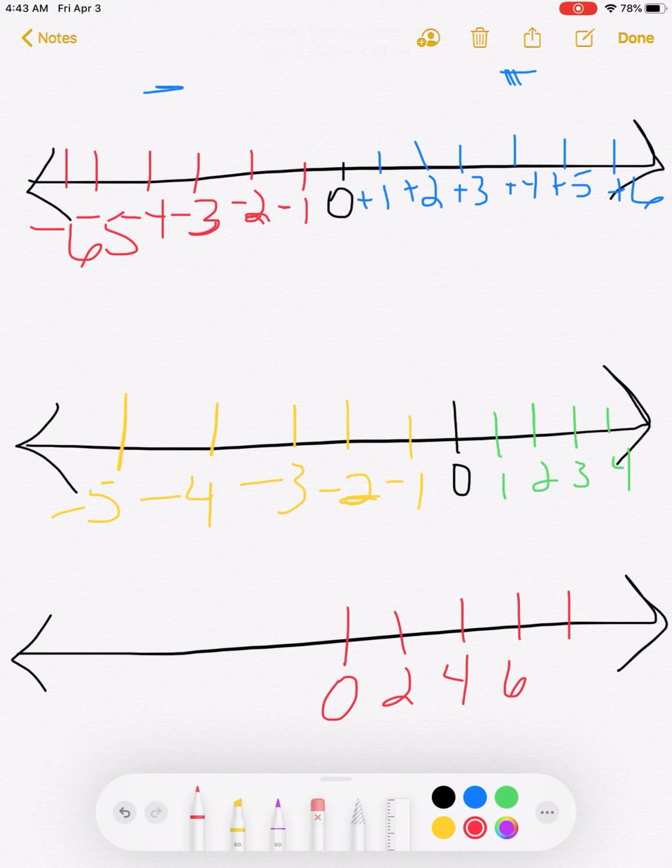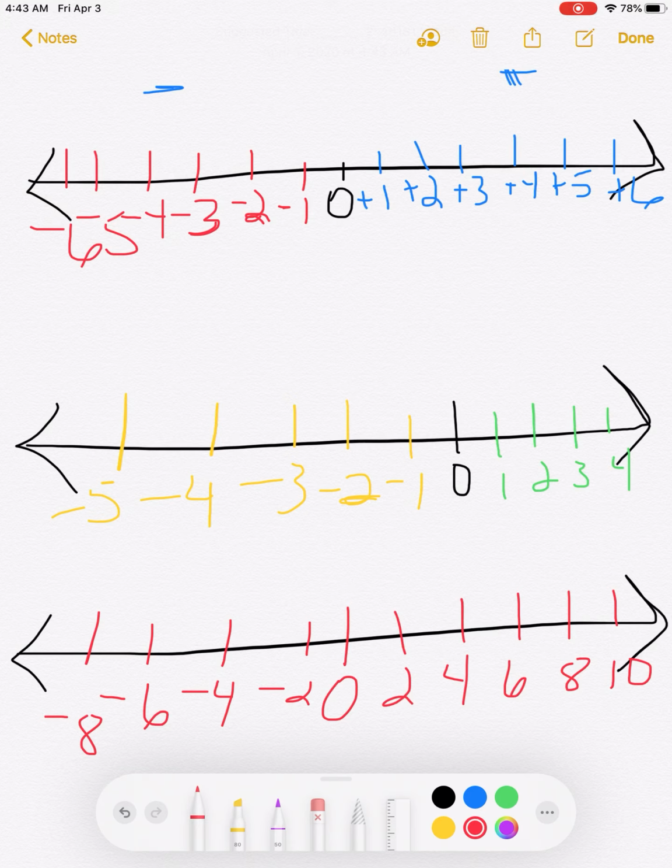So 2, 4, 6, 8, 10, right? And now we have to plot our negative integers. Okay? This would be a negative 2, negative 4, negative 6, negative 8, and if I could fit a negative 10, it would belong on the other side, right? Okay, good job. Very good.